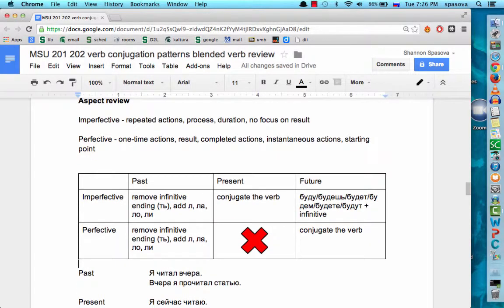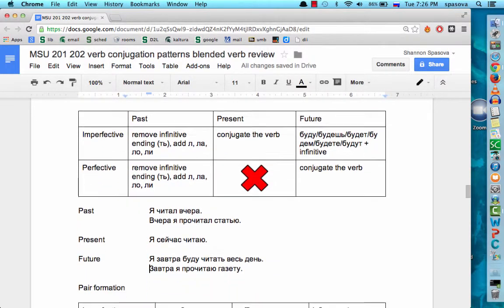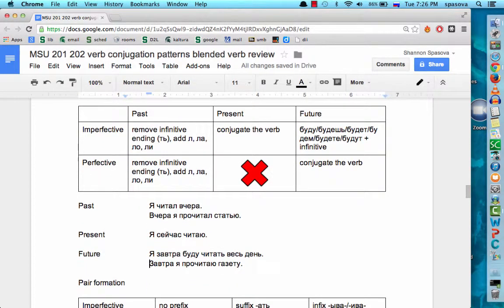Let's look at a few examples of these and what their differences are. So for past tense, я читал вчера. Yesterday I was reading. It's a process. There's no focus on finishing anything. It's something that I was maybe doing for a long time yesterday.